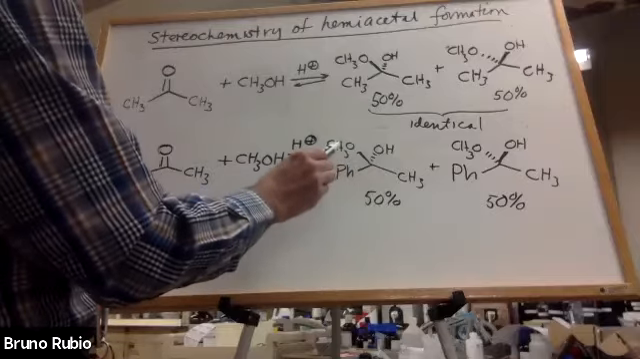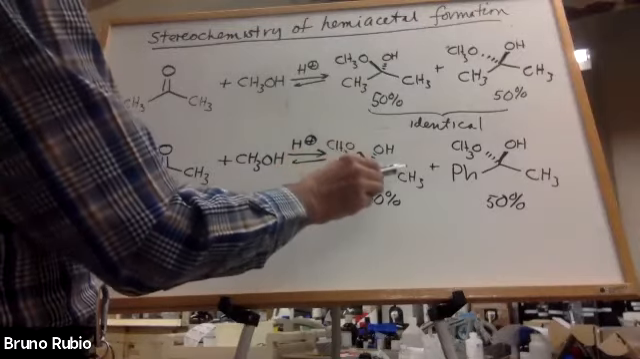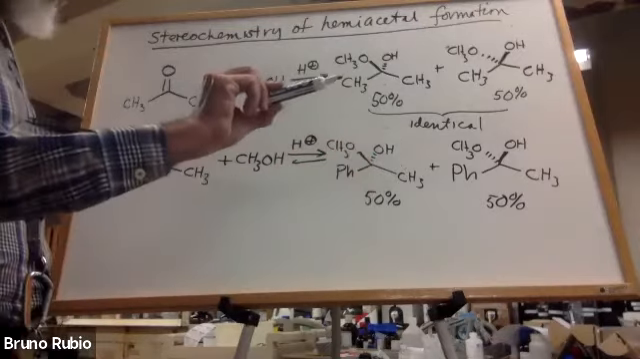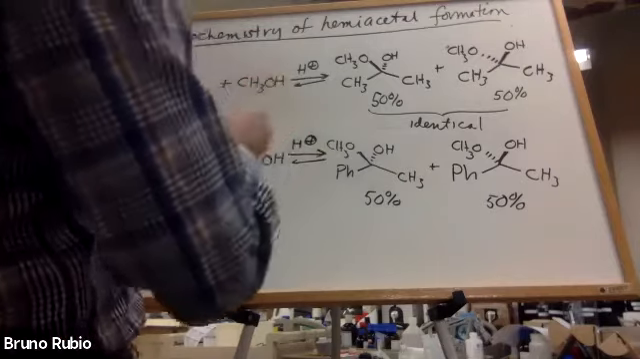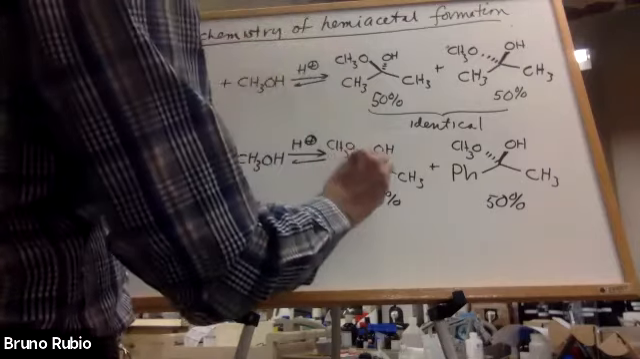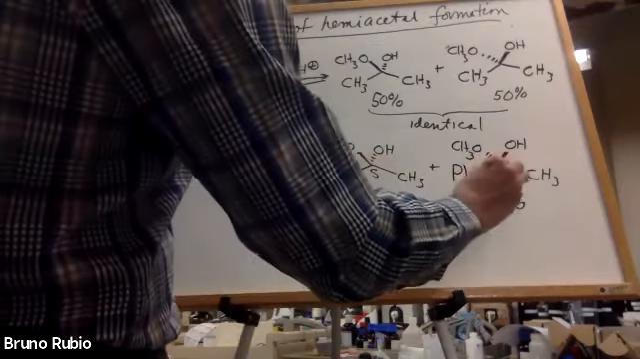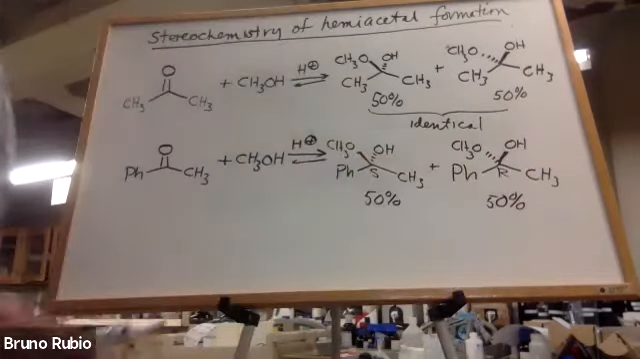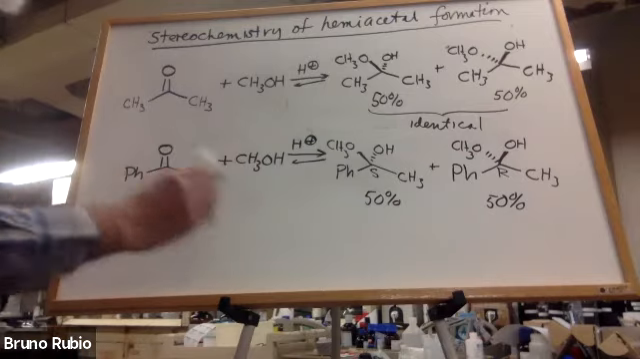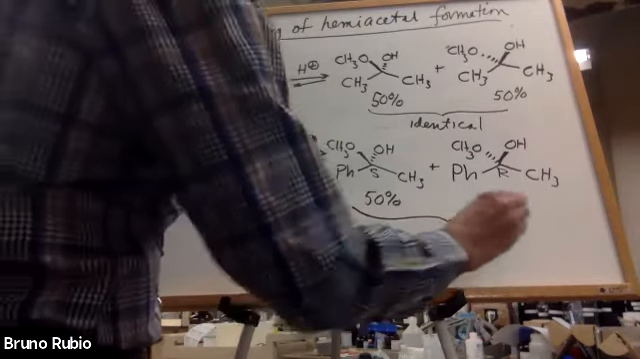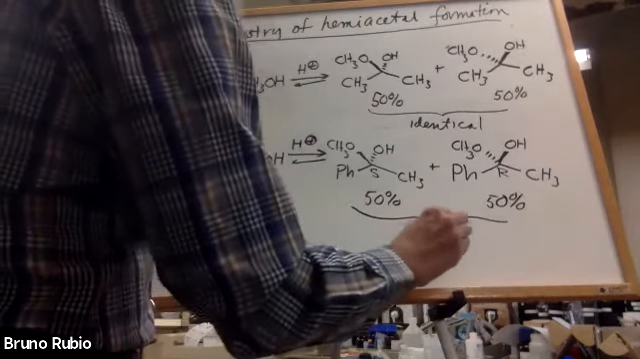So that's going to be 1, 2. Methyl is going to be last. So this is going to be 1, 2, 3, reverse. That's the S, and this will be the R. Okay, so in this case, hemiacetal formation produced enantiomers.